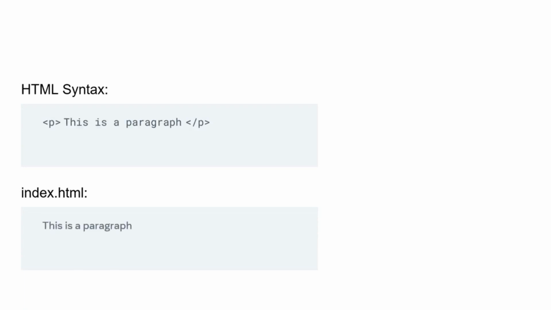For example, between the opening and closing tags of a paragraph, you add the text of the paragraph you want to write. HTML elements can also contain other elements. For example, you can add an italics element inside a paragraph element to make text appear in italics.